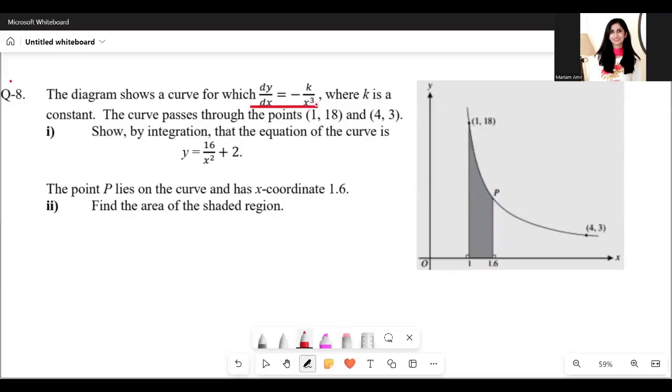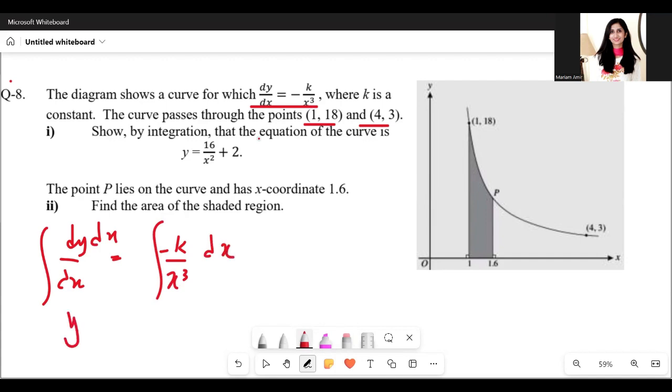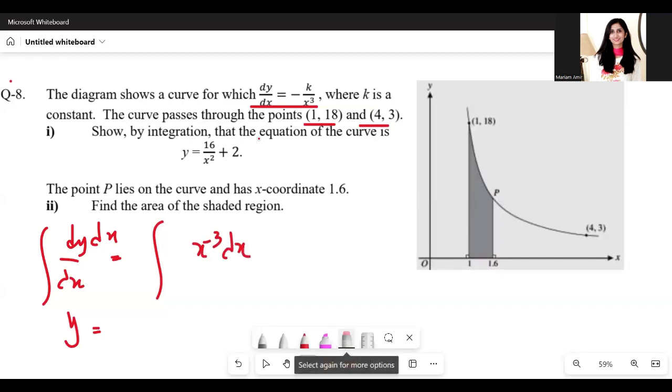Question, dy by dx is given and 2 points on the curve are given, and we have to find the equation of the curve. So to find the equation of the curve from dy by dx, we integrate. So we integrate with respect to dx. Left-hand side just becomes y. The right-hand side is actually minus k x power minus 3. And the coefficient can be taken outside of the integral. So we write minus k here.